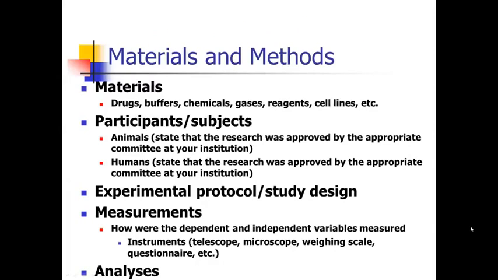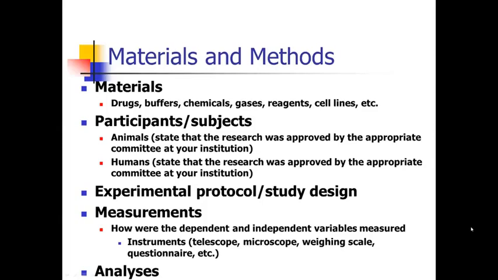So what do you need in your materials and methods sections? Well, you need to tell about the materials, things like drugs, buffers, chemicals, gases, reagents, cell lines. You need to give specifics like pH, temperature, ingredients, doses, all of those things. You may have participants or subjects, like animals or humans. You, of course, want to state that the research was approved by the appropriate committee at your institution. Those things have to be approved to do those kinds of studies, and you need an official statement of that in your methods section.